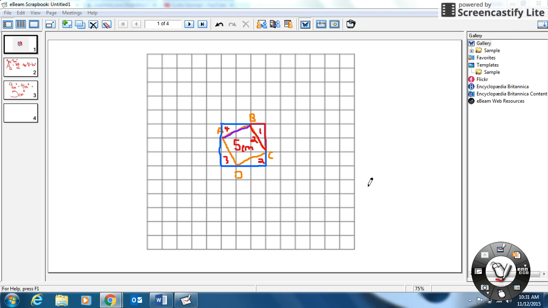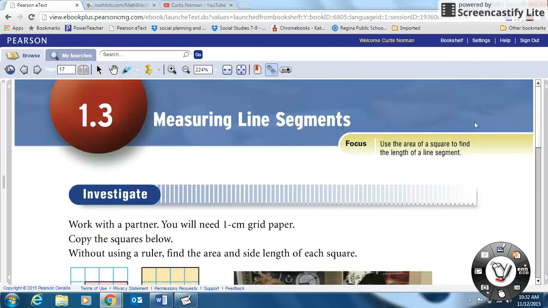Alrighty, grade 8. So back to this lesson here. Now we have determined that the area of this square is 5 centimeters squared. Now, how does that help you out, you ask? Well, let's check it out. Let's go back here to the textbook for a second.